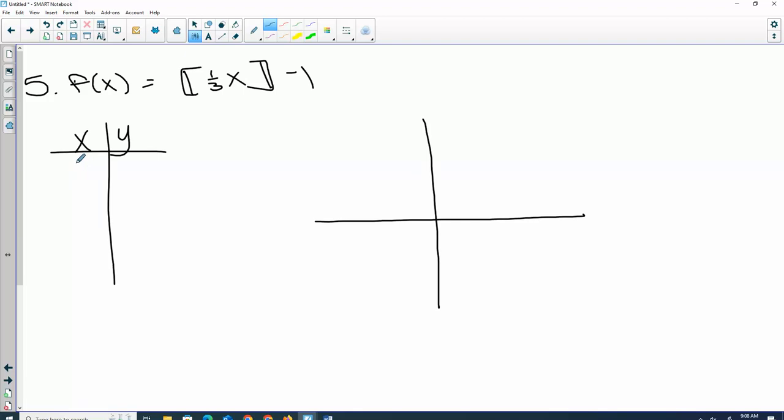Decimals. So we usually did like 0, 0.5, 0.9, and 1. And see if we could get it from there. So if you put in 0, 1/3 times 0 is 0. Greatest integer of 0 is 0. Minus 1 is negative 1. Got that point out exactly, so it is a closed circle on my graph.